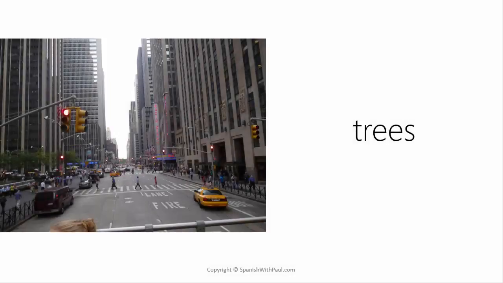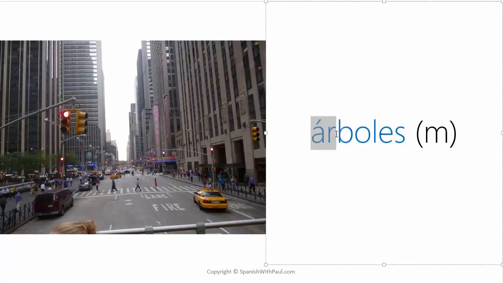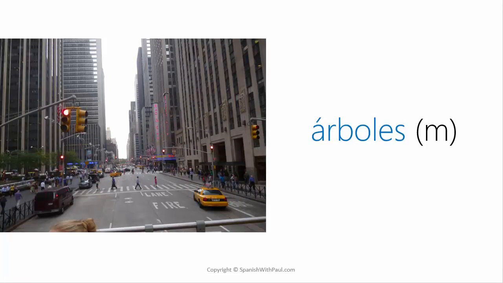On the left of the picture, we can see trees. And the word for trees is árboles. There's a few things to notice here. First of all, we have an accent right at the front of the word. So you wouldn't say arboles where you're stressing this part, or arboles where you're stressing the end, but árboles. The push comes at the front of the word where the accent is, árboles.